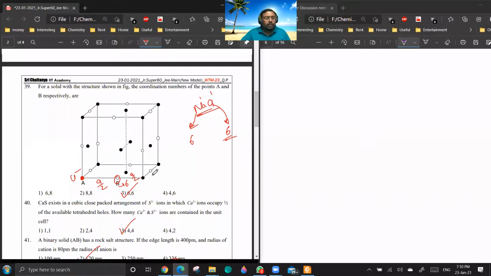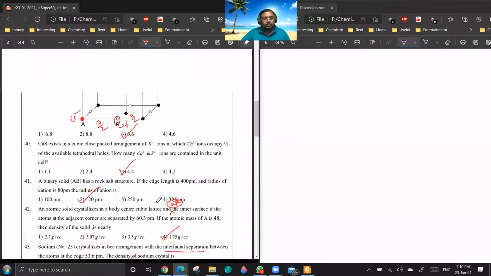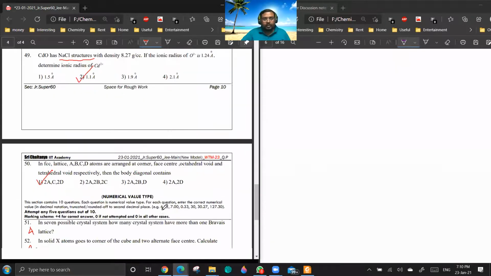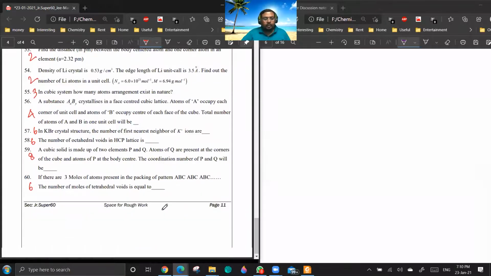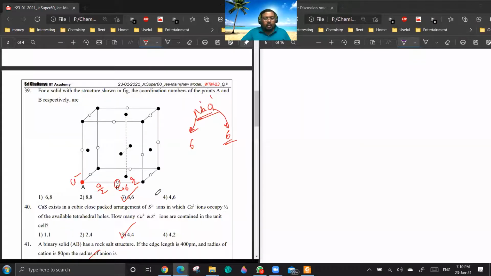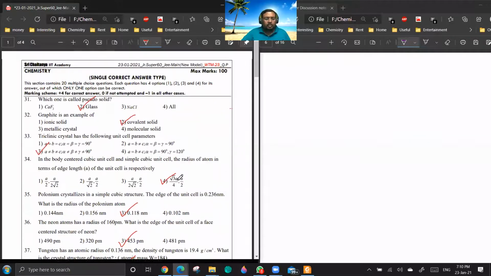Any other doubt in this paper? Okay. So if there is no doubt, then we can conclude this paper discussion. I think you'll get this similar type of paper tomorrow also. So attempt the paper confidently. Now you see solid state is almost finished. So the paper discussion is officially over.